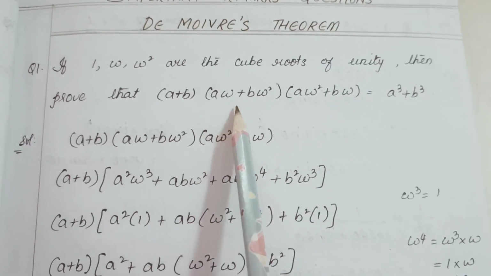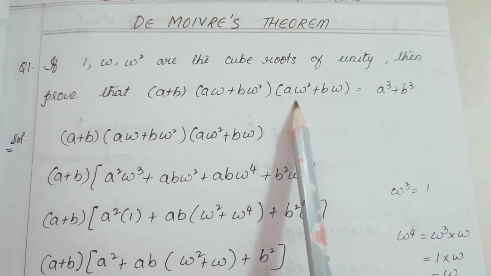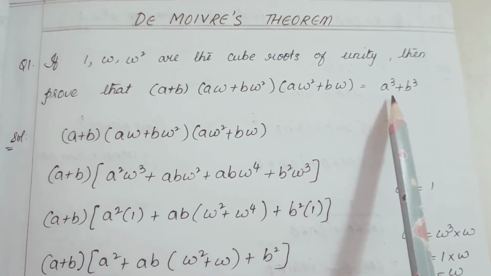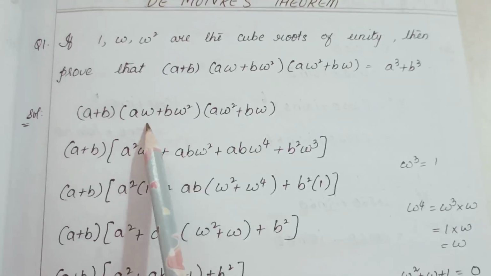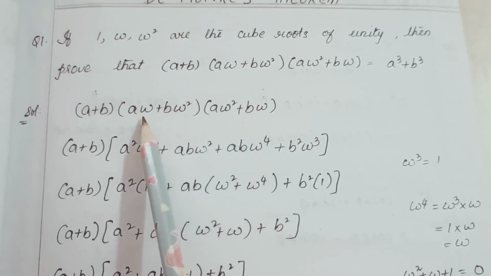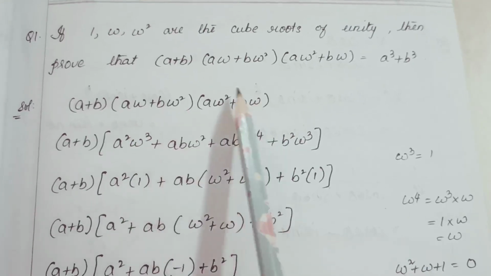(a + b)(a omega + b omega square)(a omega square + b omega) equals a cube plus b cube. Given question: a plus b. Here first we will multiply these two brackets. Okay, first term whole bracket, second term whole bracket.